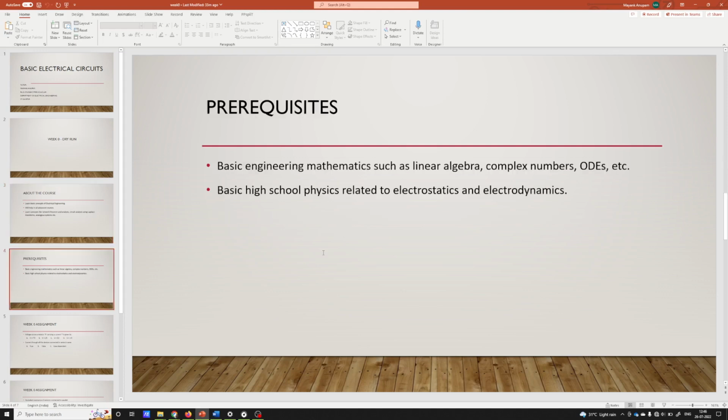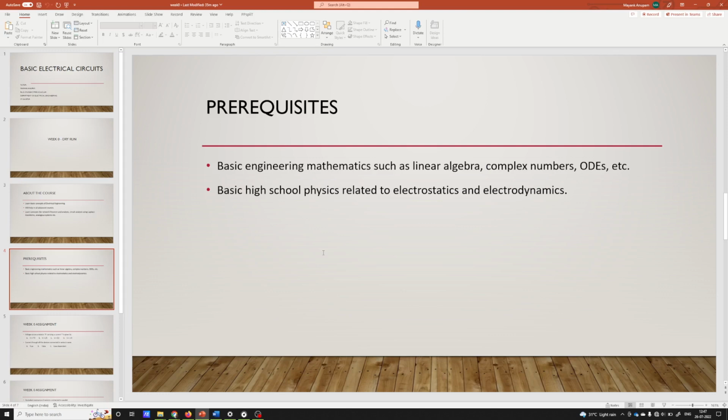So the prerequisites for this course, as such, there are none, but still you are supposed to know some basic concepts from your high school physics, like electrostatics and electrodynamics. By electrostatics, I mean what is a charge, what is the unit of charge, and things like that. By electrodynamics, I mean what is a resistance, what is meant by current, what is Ohm's law, just the basics, not very detailed. You should be comfortable with those things. We will anyway cover those things in this course as we go along.